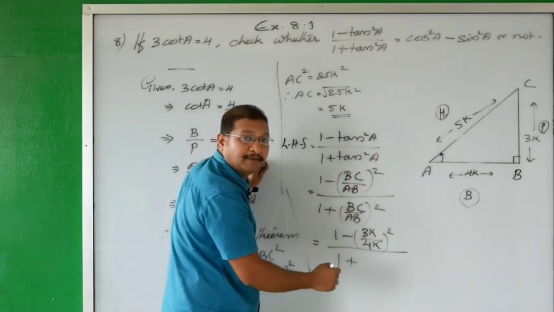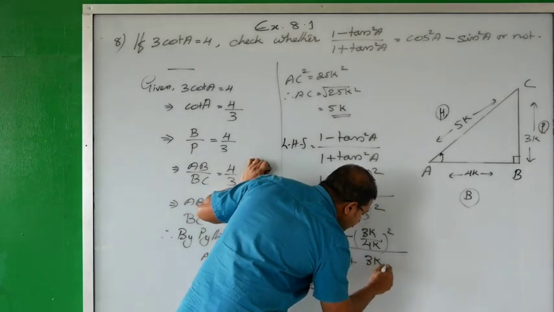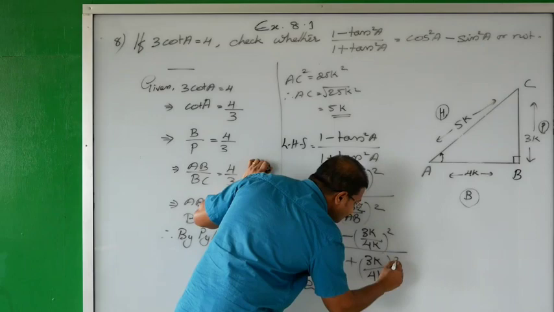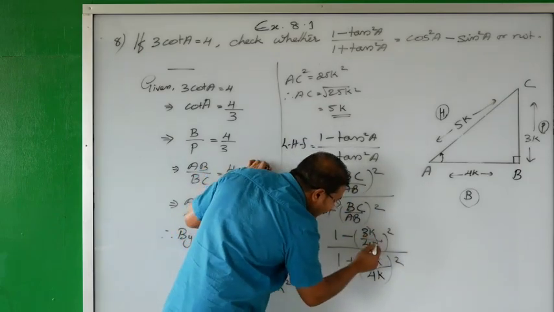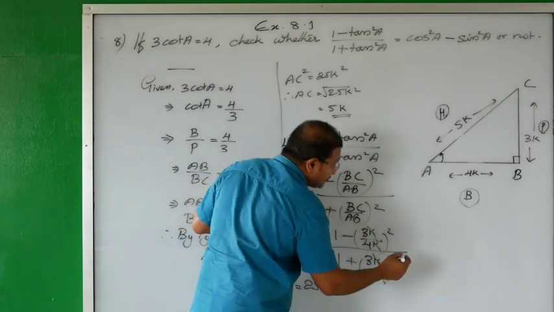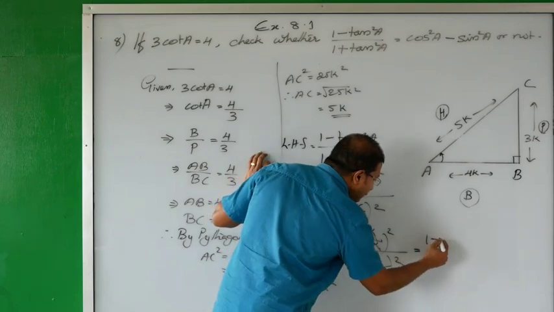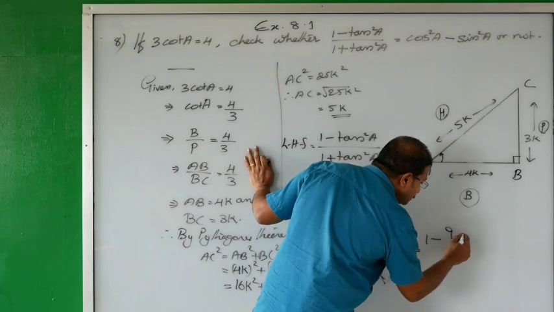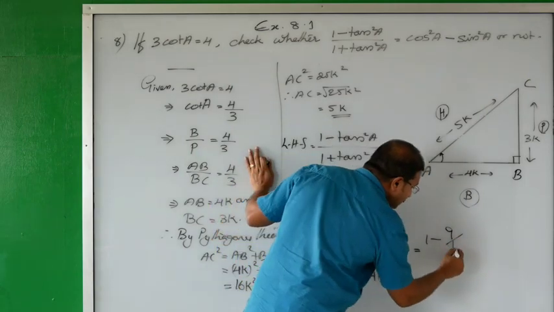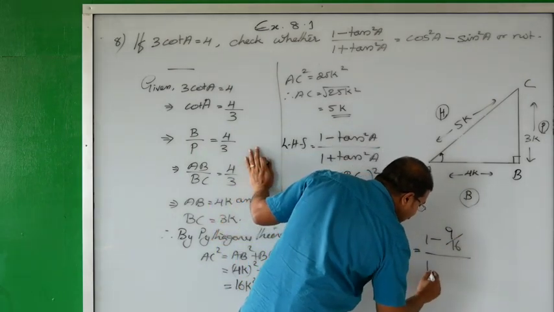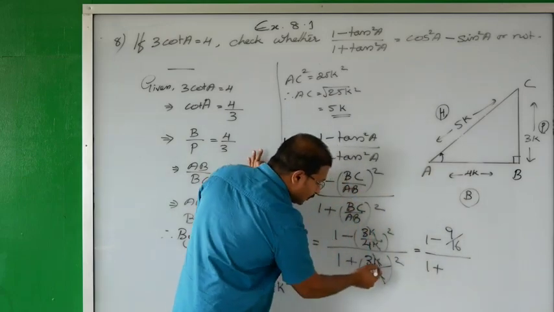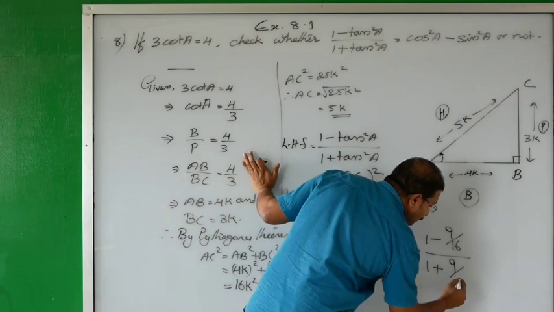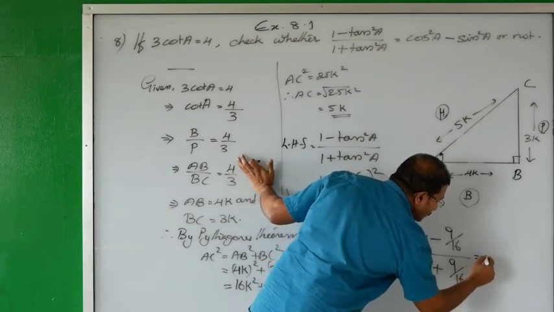What is the value of BC? 3K by AB, 4K. What you'll do now? K will cancel, K K will cancel. Balance: 1 minus square of 3, 3 3s are 9, over square of 4, 4 4s are 16, divided by 1 plus square of 3, 3 3s are 9, over square of 4, 4 4s are 16, equals.